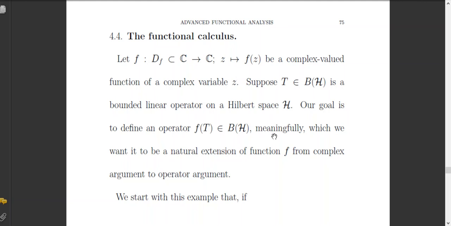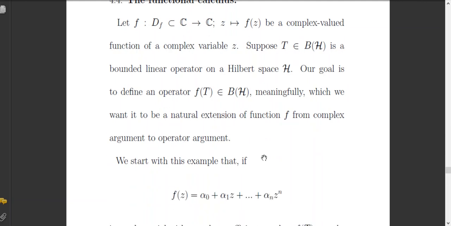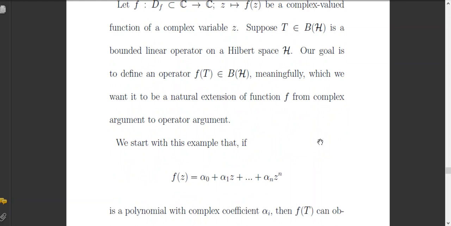You can see I said meaningfully, and you can read here. I will explain this sentence more later. What does meaningfully mean? We want it to be a natural extension of the function f from complex argument to operator argument.